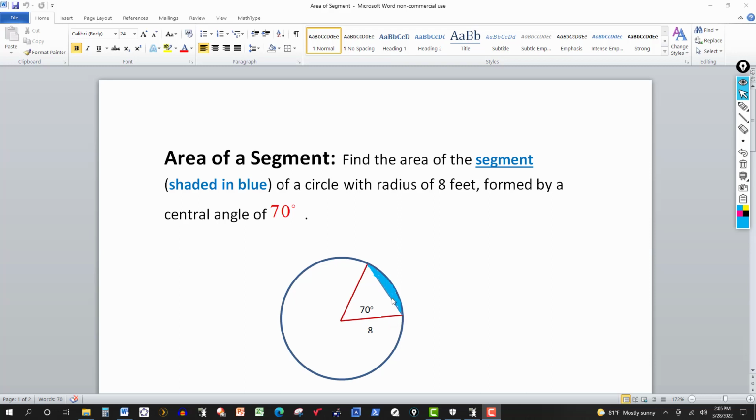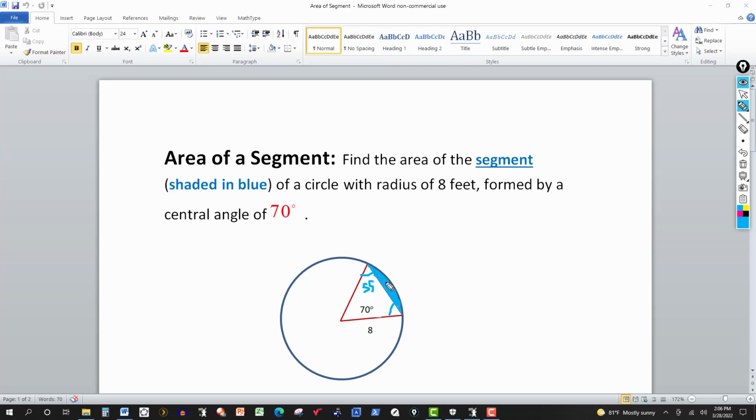So this triangle formed here has an angle of 70 degrees and is isosceles, two sides the same length. So we know that this angle here and this angle here are the same measure. So 180 minus 70 degrees gives us 110, so those two angles have to be 55 degrees.